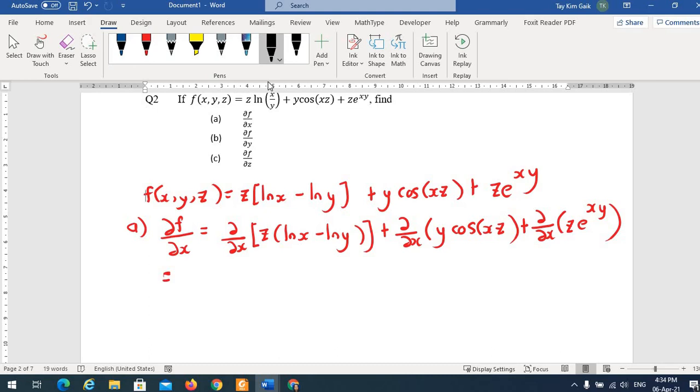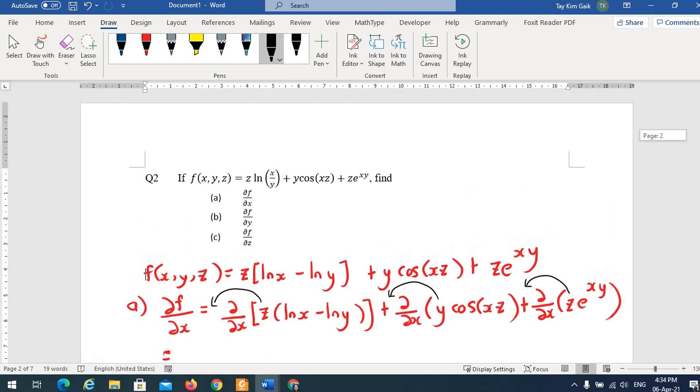See? So in the product form, your constant can be factored out. So when you del x, y is constant, so you factor out the y. In the product form, z is constant, so z can be factored out. If you got plus or minus, then you del x each of the terms. But in product form, you have to locate which one is a constant, and factor out the constant.